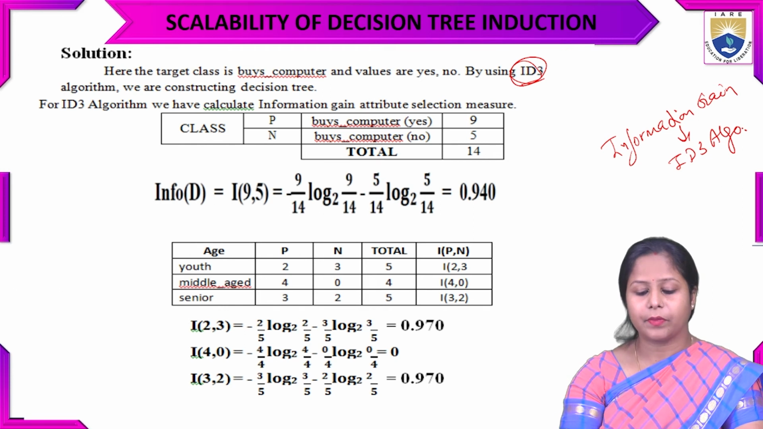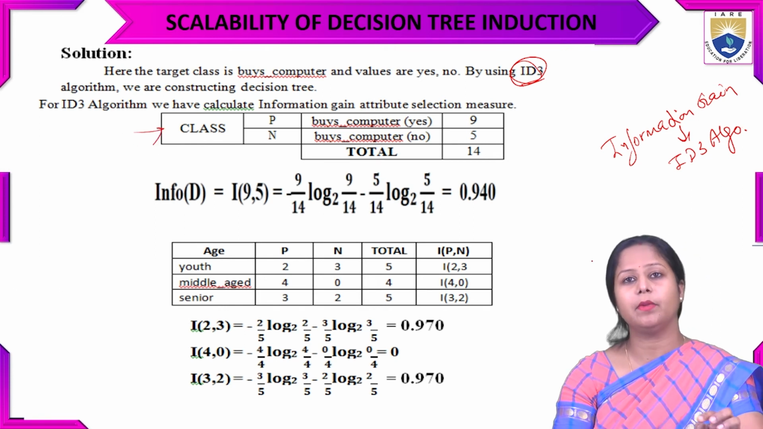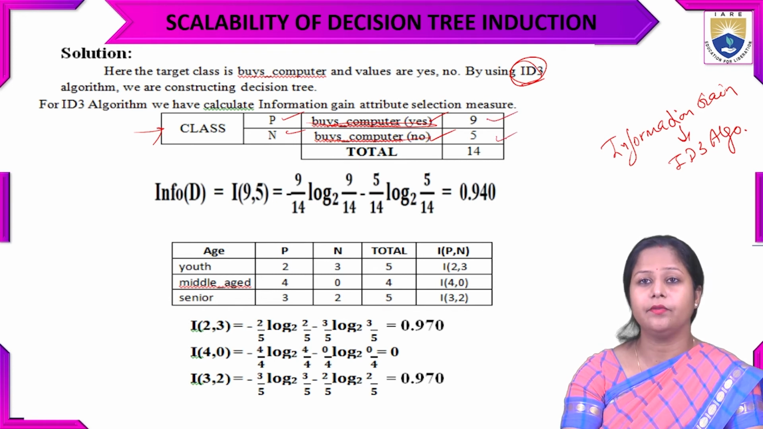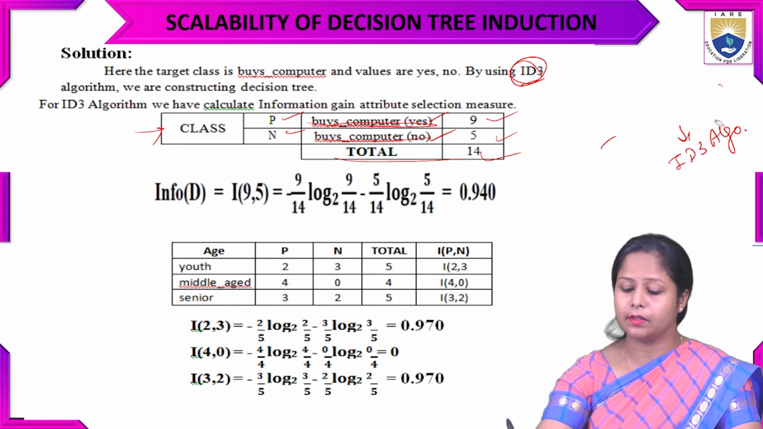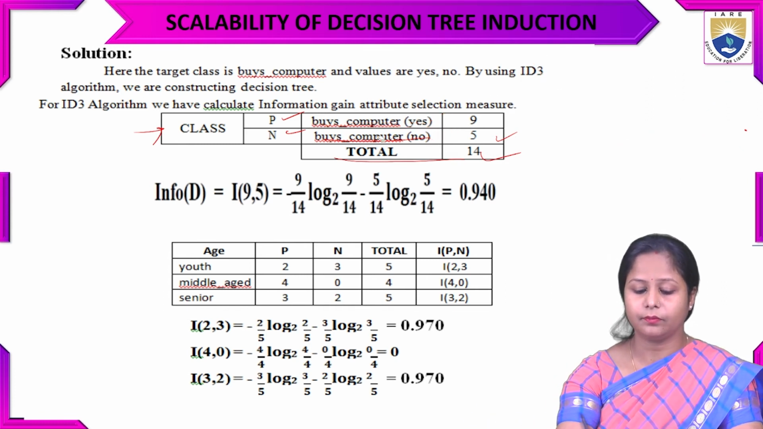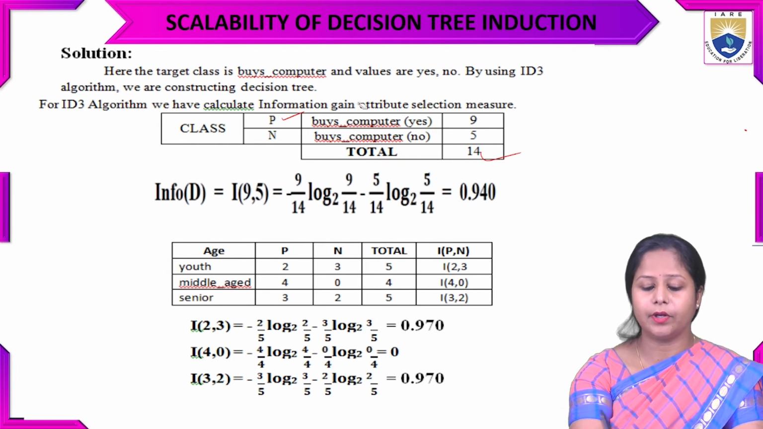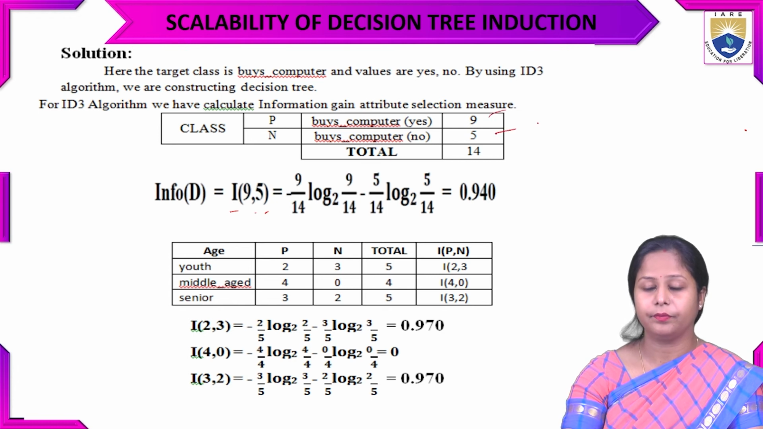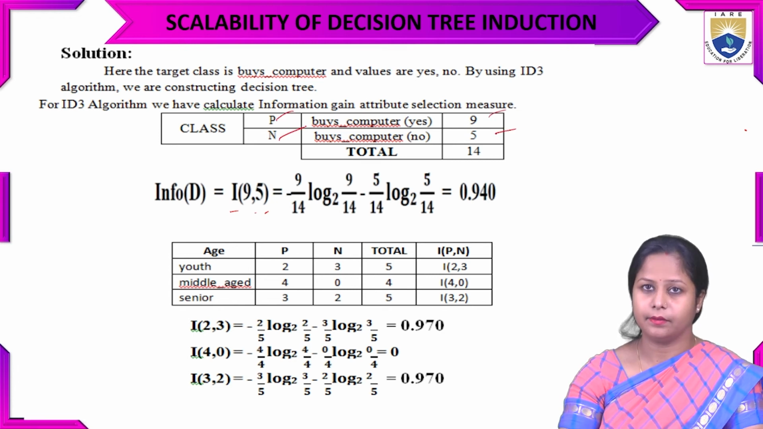Here we will classify the table as having the classes P and N, with buys computer as yes and no, and this has the values 9, 5, and the total is 14. We get this from the earlier table. So we will calculate the info for D, that is I of 9, 5, that is P, N.